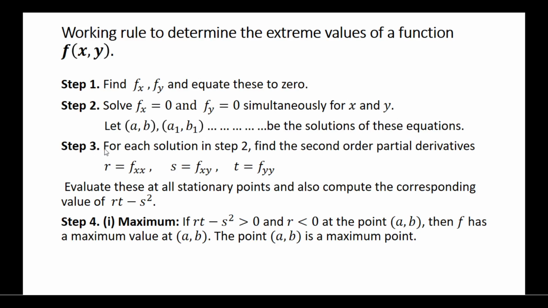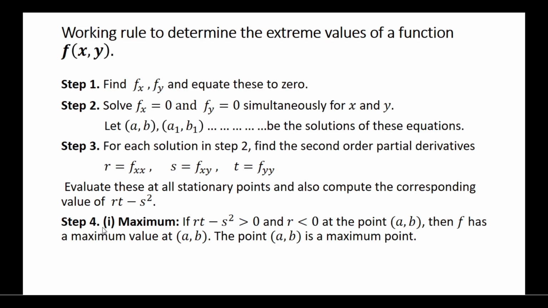In step 3, for each solution in step 2, find the second order partial derivatives, that is fxx, which we denote by small r, the mixed partial derivative as s, and fyy as t. Now evaluate these at all stationary points, and also compute the corresponding value rt minus s square.